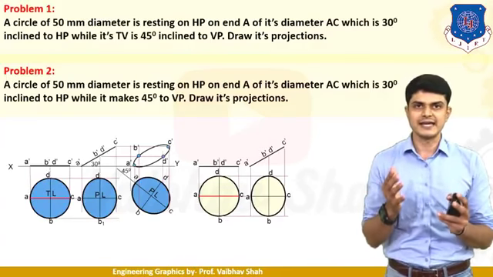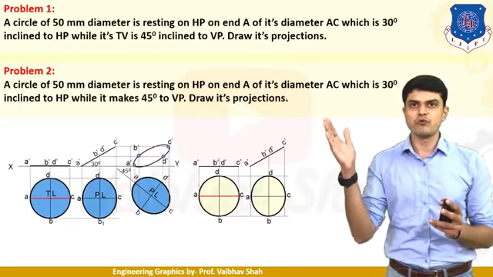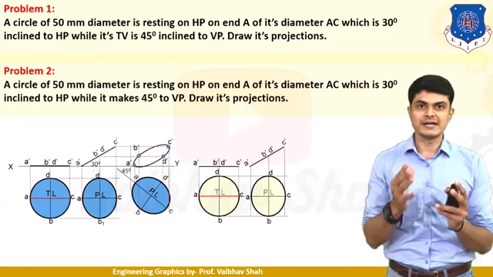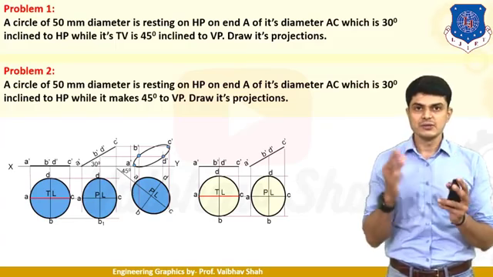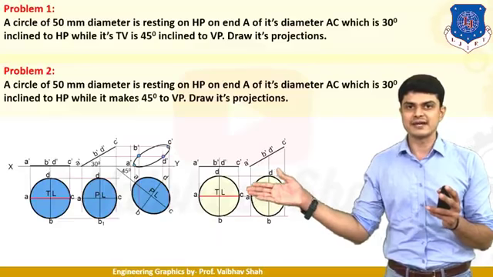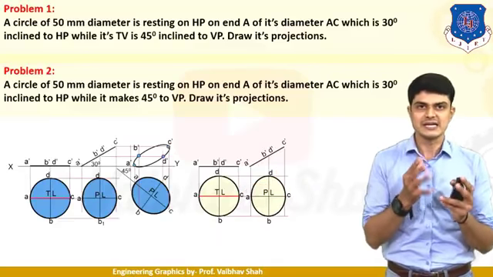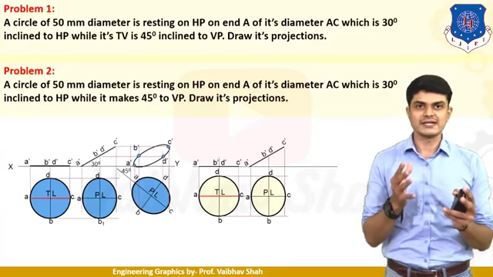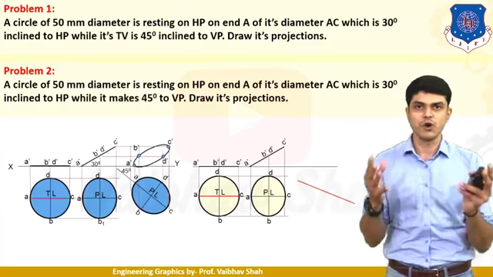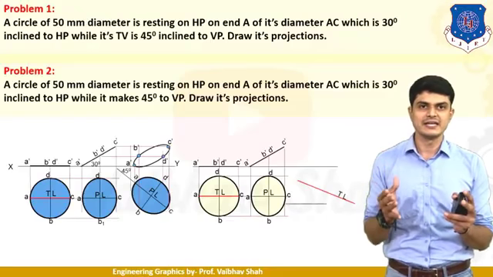In the third stage, it is saying that its diameter AC, which is 30 degree inclined to HP, makes 45 degree to VP. So we are talking about the diameter, that means the real actual diameter, not the plan length of the diameter. We are actually talking about the true length of the diameter AC. So in this case we need to incline this true length of the diameter AC at 45 degree. So let us draw this XY line and let us plot this 45 degree ray line, because the ray line is nothing but your true length. So here we will be inclining this true length at 45 degree to VP.